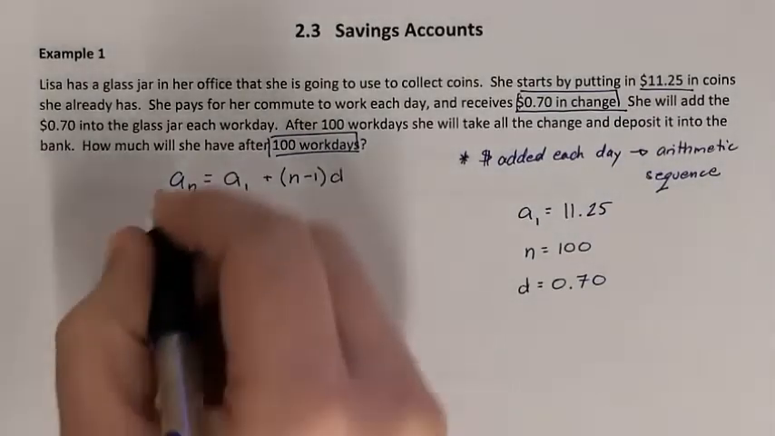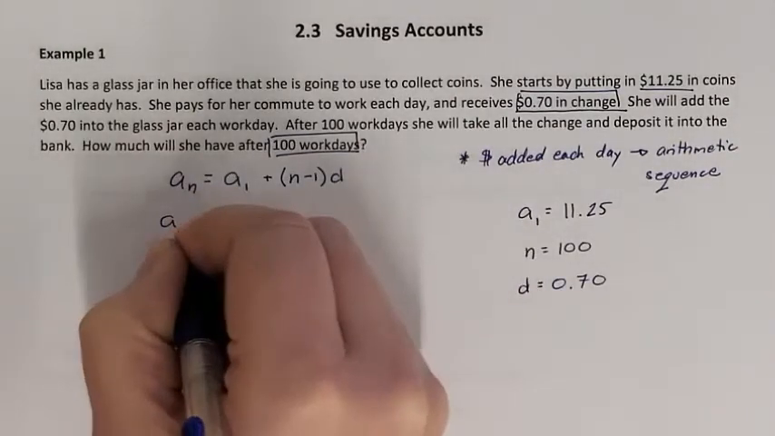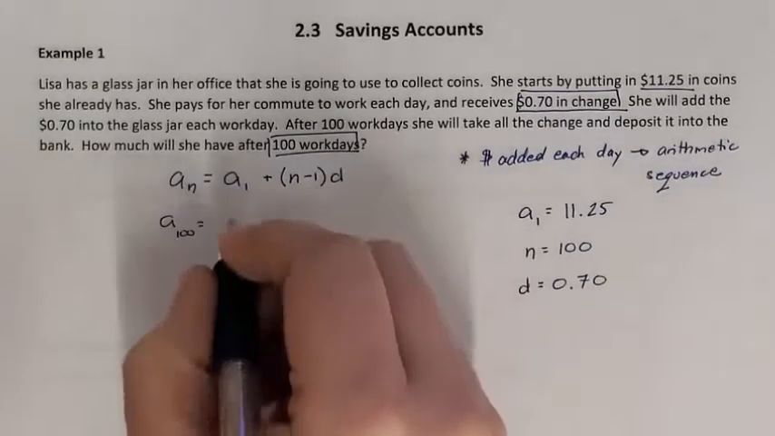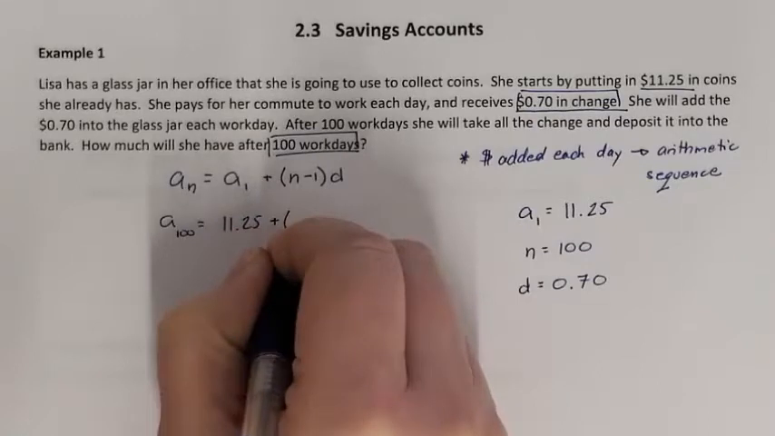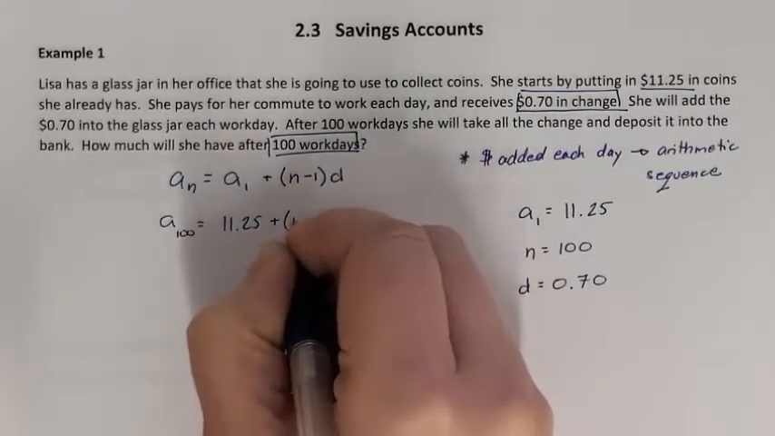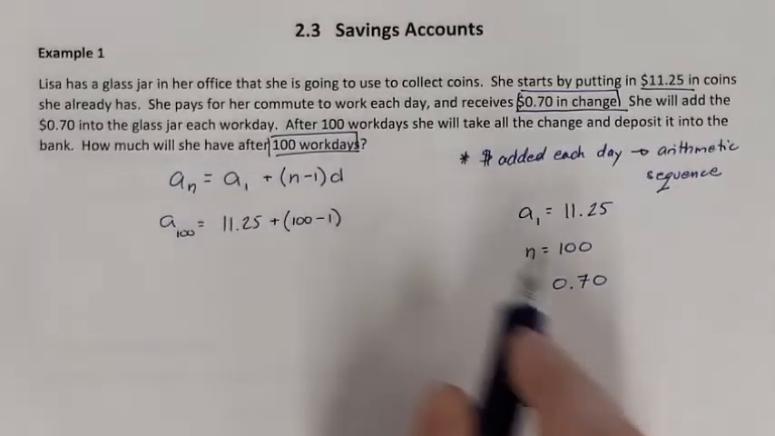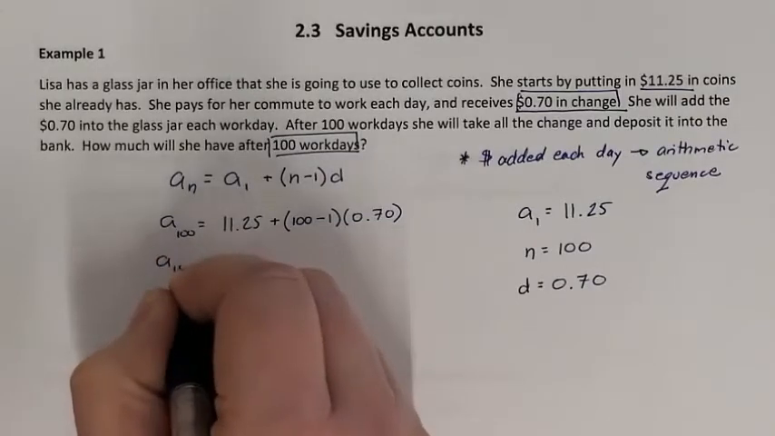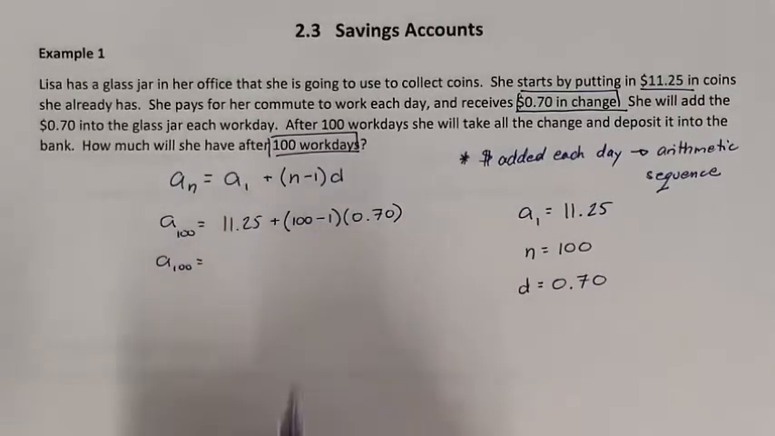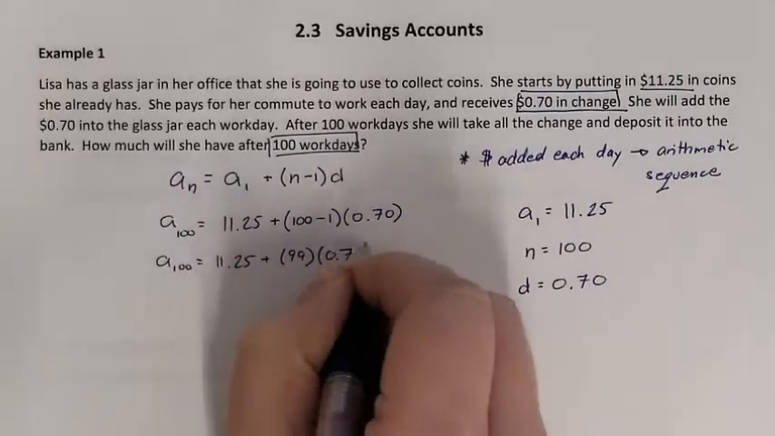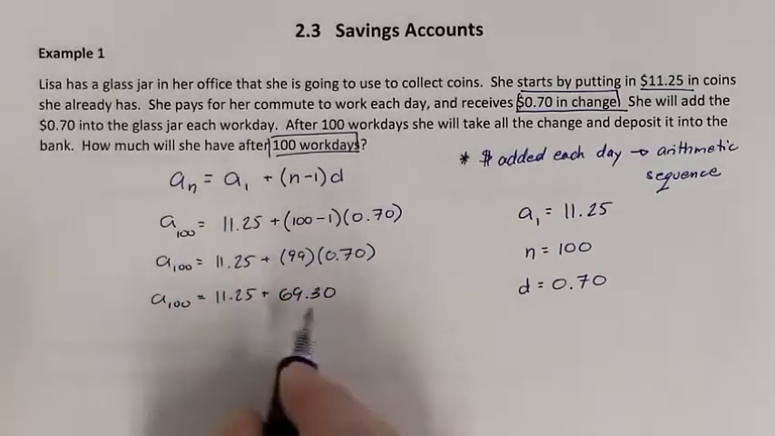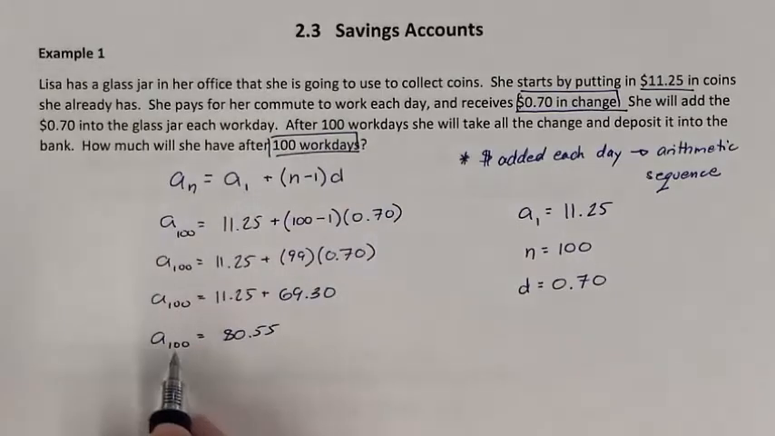So what is a sub n? This is going to say a sub 100. I want to know my answer on the 100th day. What is my answer on the first day? That is 11.25. Added n, how many days are you going to do this for? 100 minus 1. And the d, how much are you adding each of those? 70. So we're going to go ahead and solve for a sub 100. So first things first, inside of your parentheses. Then order of operations says we are supposed to multiply. And then we can add. So on the 100th day, 80.55 is how much we have in there.